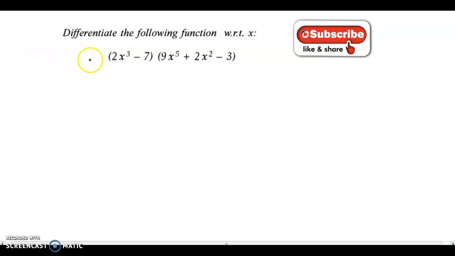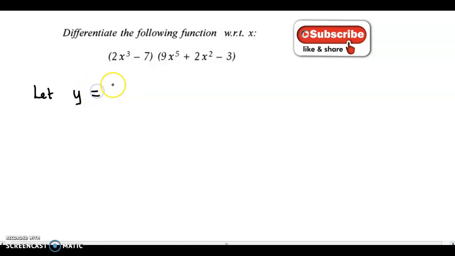Hello and welcome back. We now discuss an example from differentiation. The question is: differentiate the following function with respect to x. So we have been given two algebraic expressions and we have to find the derivative of this function. So let us name this function, say y.